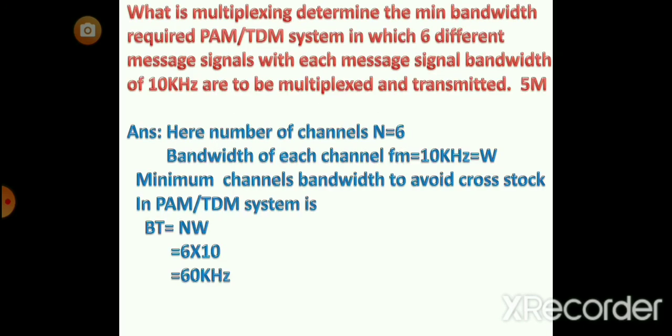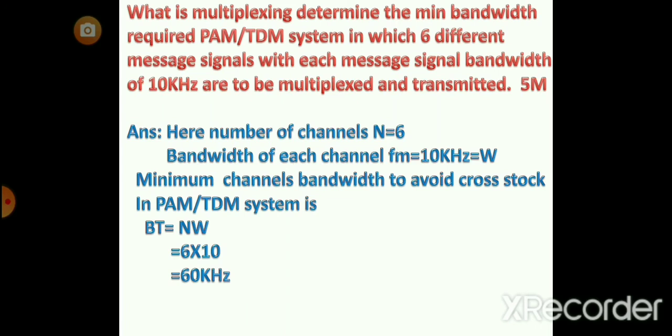What is multiplexing? Determine the minimum bandwidth required for a PAM TDM system in which 6 different message signals, each with a bandwidth of 10 kHz, are to be multiplexed and transmitted. It is one problem for 5 marks. Multiplexing is nothing but more than one input can be transmitted, and at the receiver we get only one output. Definition of multiplexing: many to one.